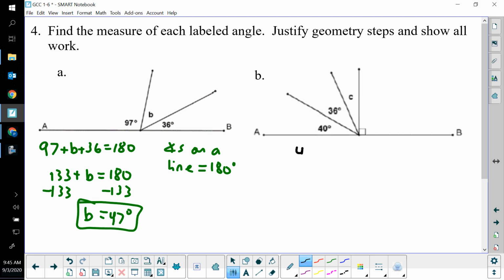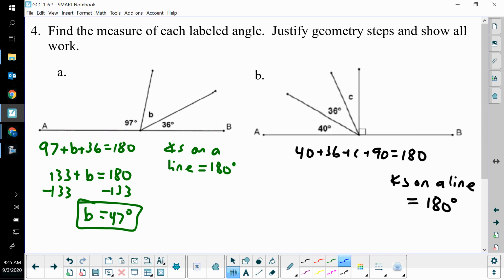Similar idea over here, we can do 40 plus 36 plus c plus 90 equals 180. We would again say angles on a line equal 180 degrees. We could combine our like terms, and we'd have 166 plus c equals 180. And we can subtract the 166 to give us c equals 14 degrees.